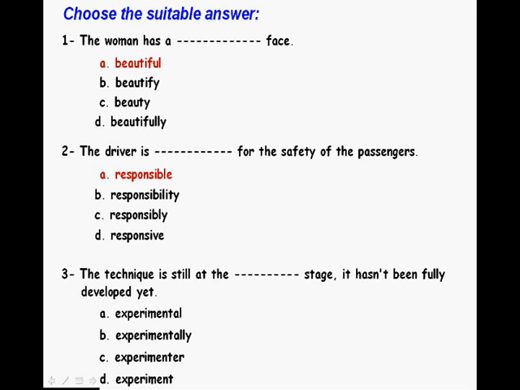Remember we said we use again an adjective before a noun. So stage is the noun here, okay? A, experimental, B, experimentally, C, experimenter, and D, experiment. Which word is the adjective? So first you decide which word is the adjective, then you put it in its place here.